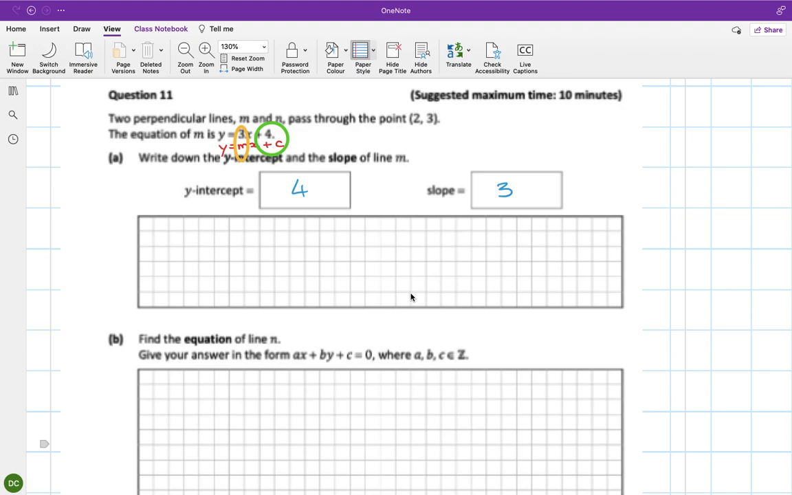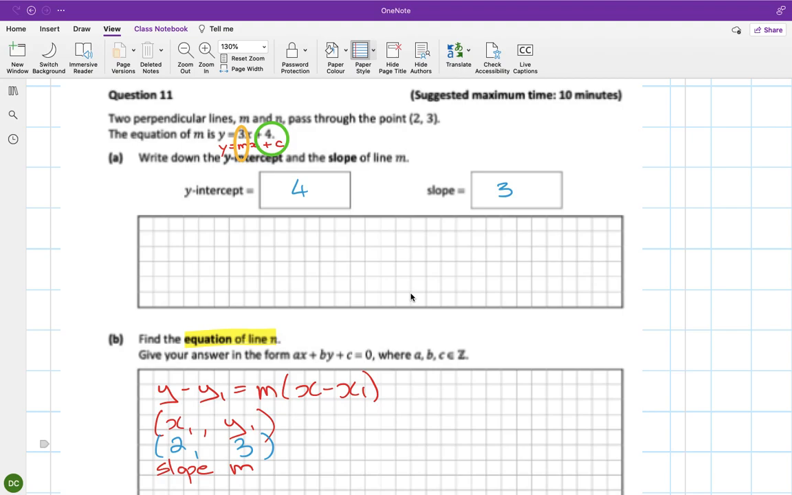Okay, so we want to find the equation of the line. So I go into my formula tables book and I get the formula for the equation of a line, which is this one. To fill this in, I need an x1 and a y1, and I need an m. It says that both lines m and n pass through the point (2, 3), so I have this bit, not a problem.